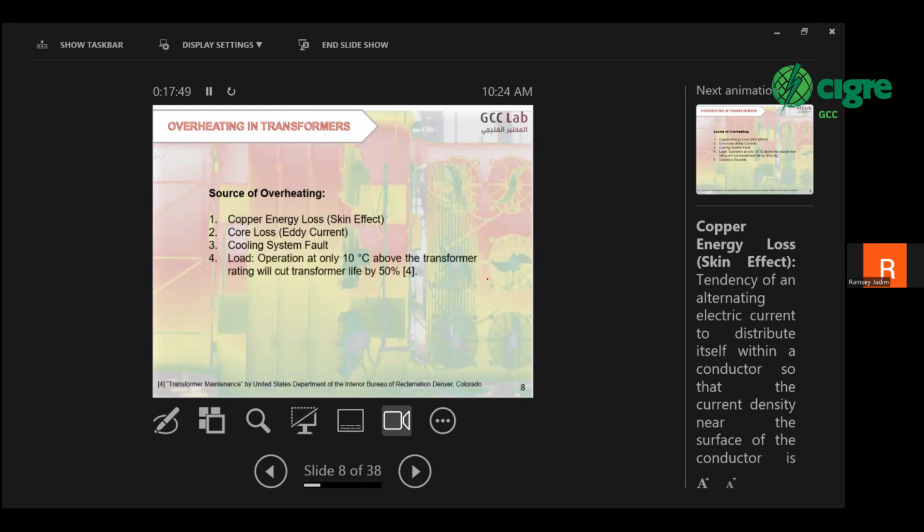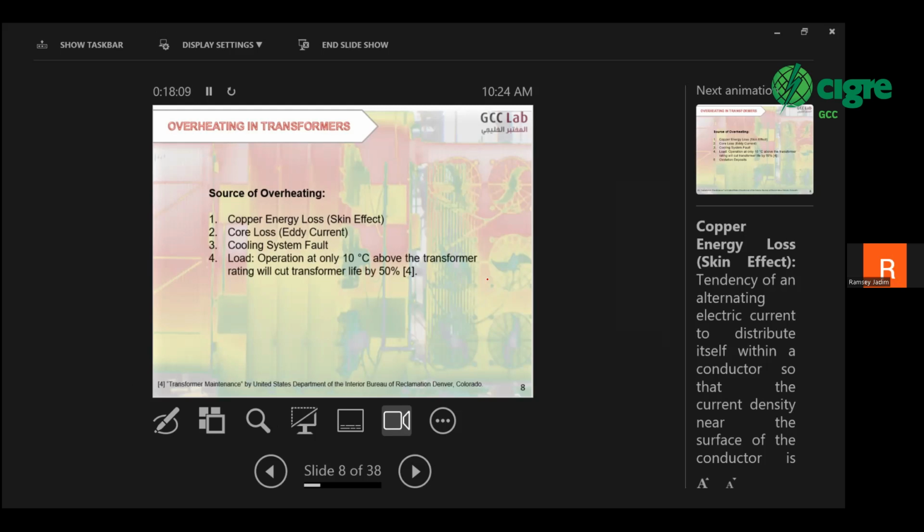Load percentage. According to one article, this is not my article, they found that operation at only 10 degrees above the transformer rating will cut transformer life by 50%.